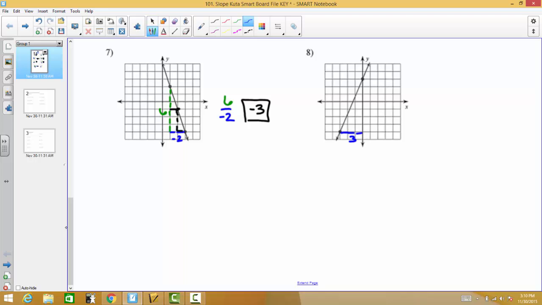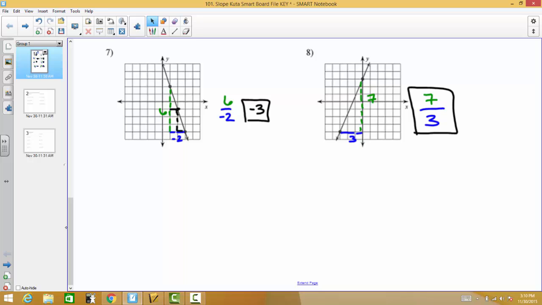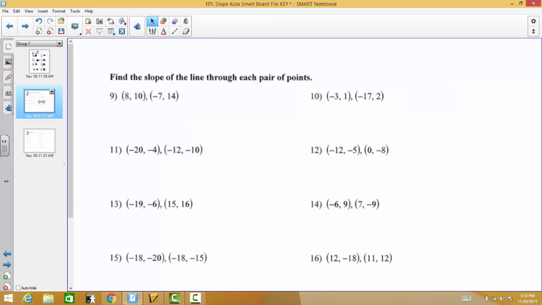Over 3. Up 7. Slope, 7 over 3. Same as 2 1/3. I would leave it just like that. So that is the rise over run method.